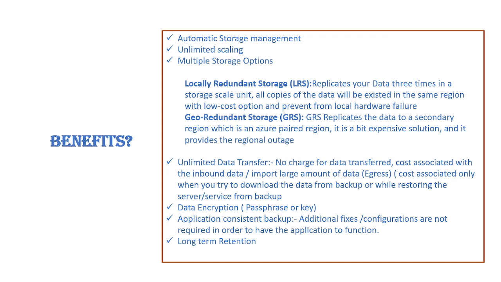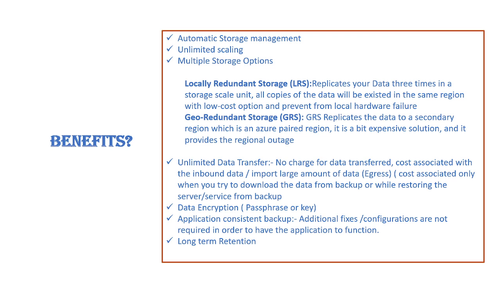And unlimited scaling means, say for example, today you have around 5 terabytes of data, and tomorrow you are going to add another 2 terabytes of data. You don't have to worry about the scaling. The scaling automatically increases, because of the first point I told you, automatic storage management. Unlimited scaling is also there, meaning there are no limitations at all, guys. You can use any number of terabytes or petabytes of storage, provided you are paying the money. And then multiple storage options.